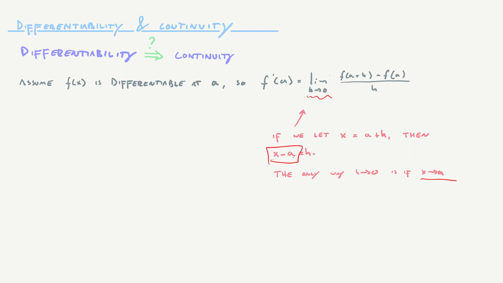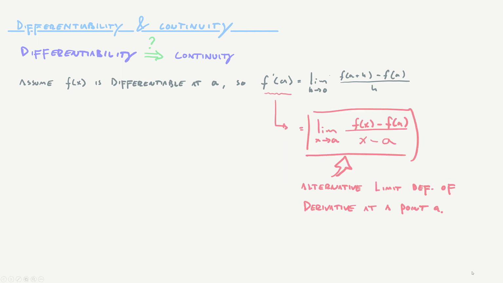We can't have a approach x. A is a constant. We know a is the point we're trying to find that it's continuous at in this proof. So x is the only thing that can change. So we have to have x approaching a. That would be the only way for this thing that I'm putting a box around to be 0, and that's what h is supposed to be approaching.